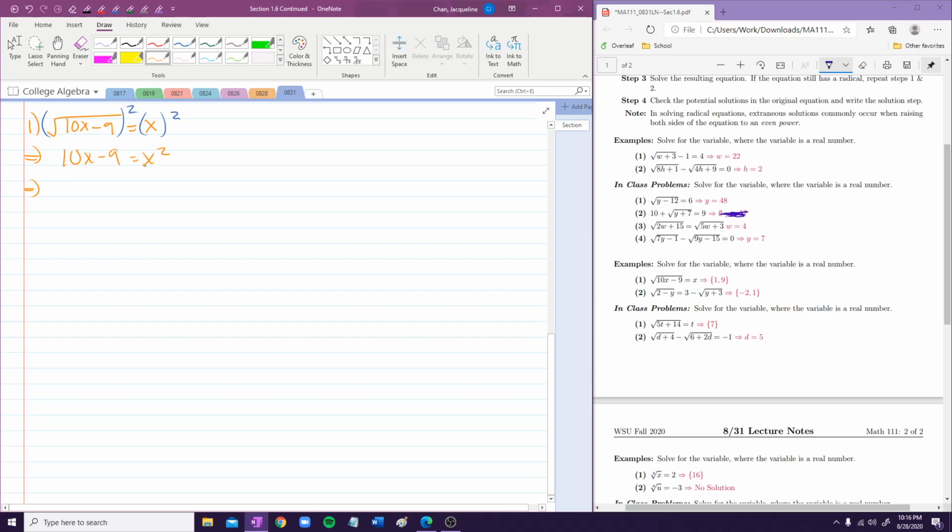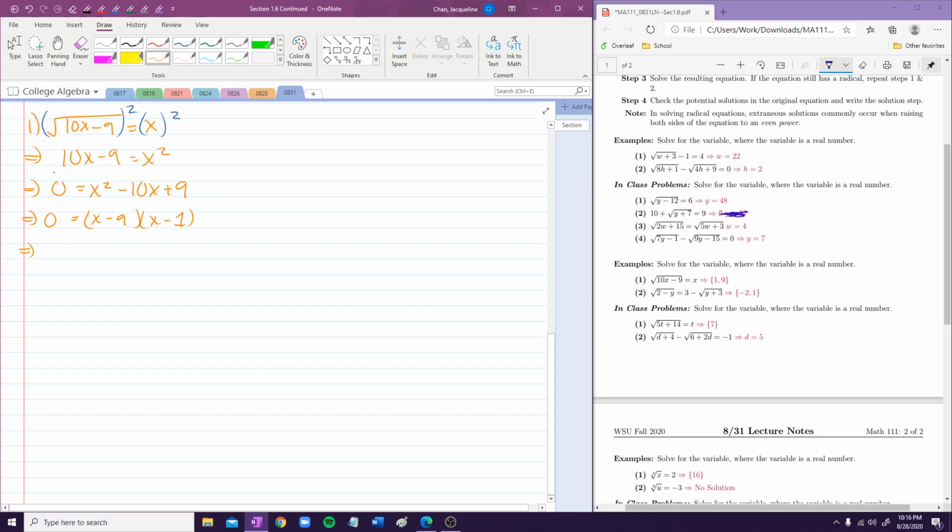In this case, it is positive, so that tells me I'm going to move the other terms to the right. So I'm going to subtract 10 from both sides and add 9 to both sides. When I do that, I get x squared minus 10x plus 9. Now we can factor. We want to find two numbers that multiply to be positive 9 and add to be negative 10. That'll be x minus 9, x minus 1.